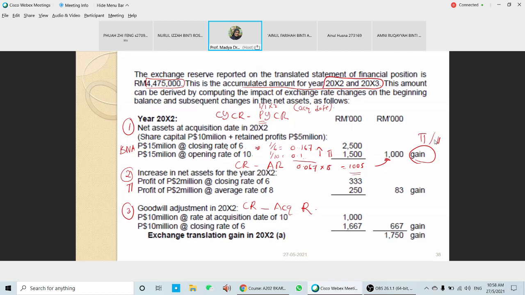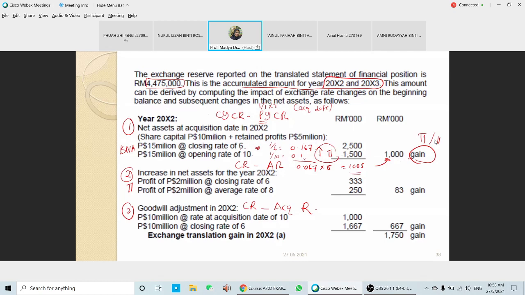If you divide 15 divided by 6, you're going to have 2.5. And then 15 divided by 5, we're going to have 1.5. So either way, you are using this one. I just show you this one to determine whether there is a gain or loss here. So you need to compare. The closing rate was 1 ringgit and 67. The opening rate here is only 0.1. So when there is an increase, it means that we have a gain.